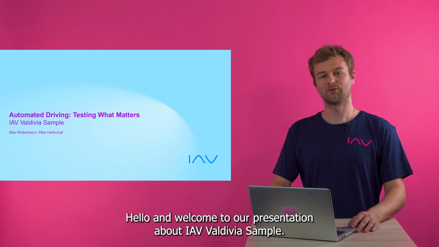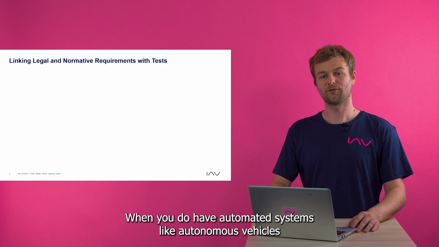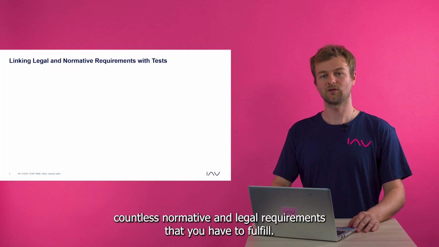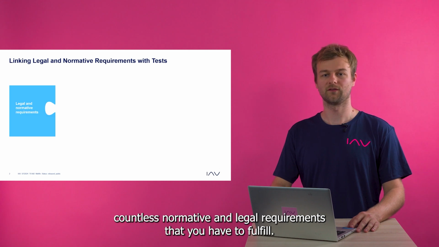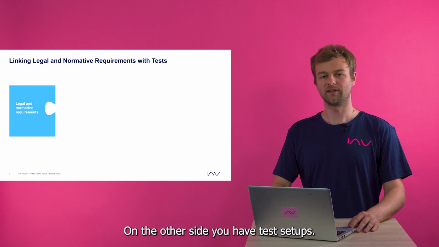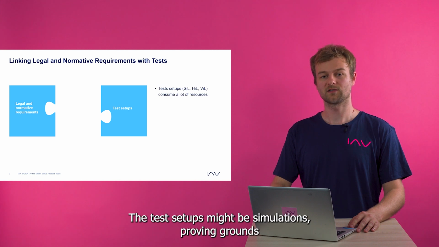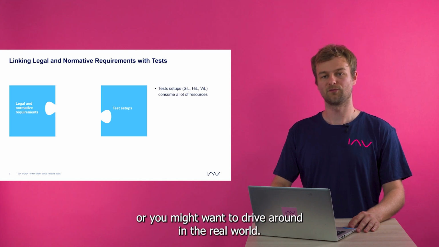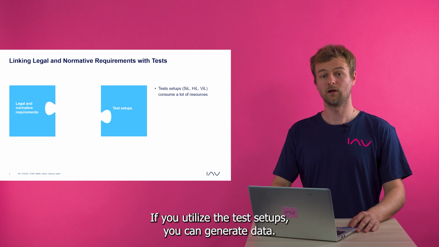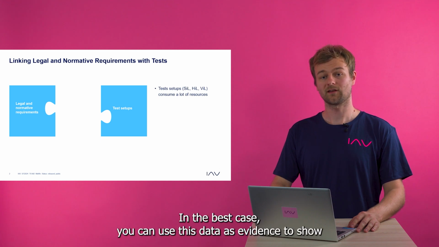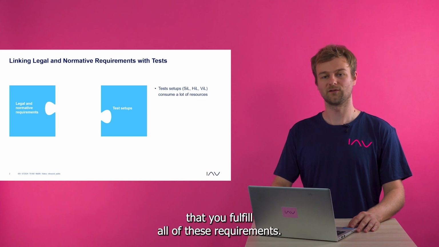Hello and welcome to our presentation about IAV Valdivia Sample. When you have automated systems like autonomous vehicles or robots, there are often countless normative and legal requirements that you have to fulfill. On the other side, you have test setups. The test setups might be simulations, proving grounds, or you might want to drive around in the real world. If you utilize the test setups, you can generate data. In the best case, you can use this data as evidence to show that you fulfill all of these requirements.